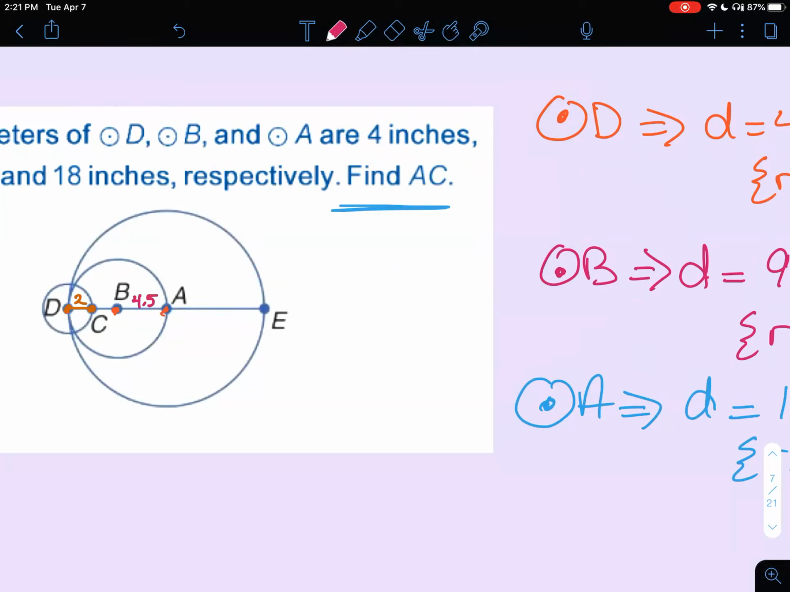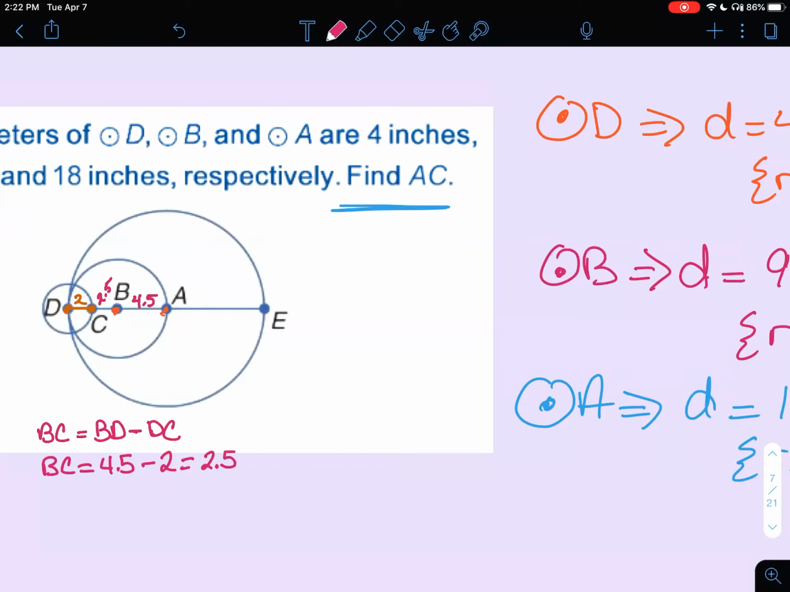But we know from B to D is 4.5, but we know that D to C is 2. So to find the segment BC, we know again that we're going to take BD, my length of BD, and I'm going to subtract from it the length of DC. So BC is 4.5 because that's my radius, minus 2. So that's going to give us 2.5. All right, so great. We can put that in there, so 2.5.